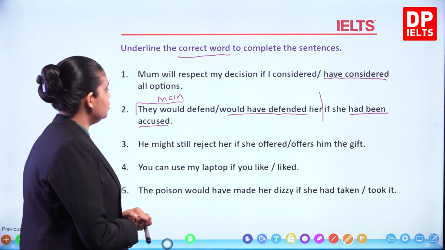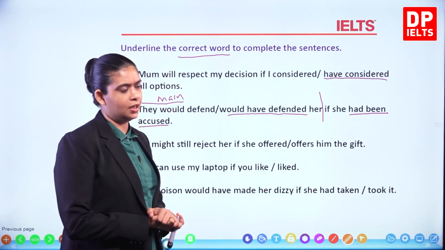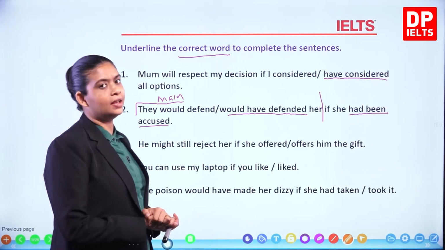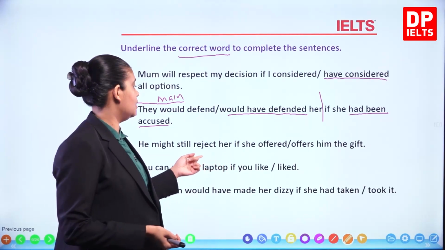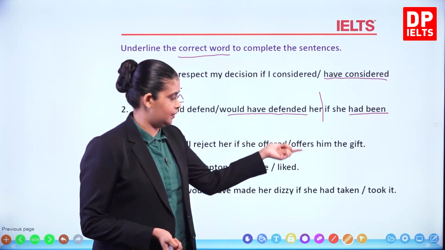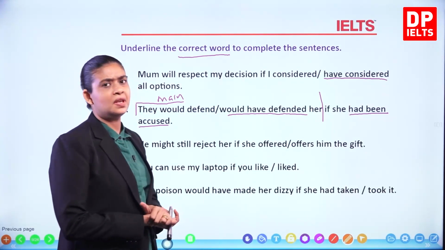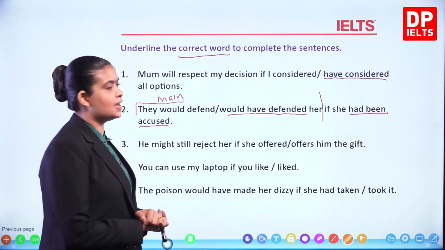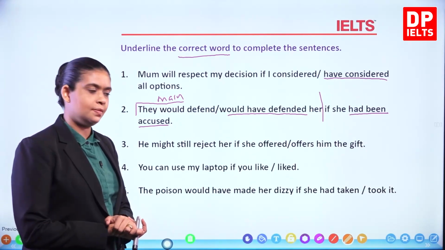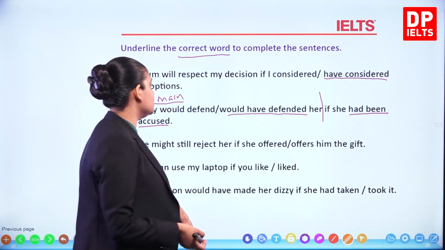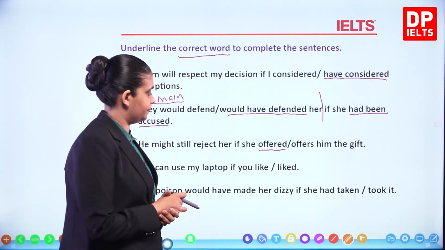He might still reject her if she offered him the gift, right? So this is something likely or unlikely. Think about it. He might still reject her, okay? If she offered him the gift, if she offers him the gift, okay? So something very unlikely to happen. If it is unlikely to happen, then you would use the simple past tense. So he might still reject her if she offered him the gift.